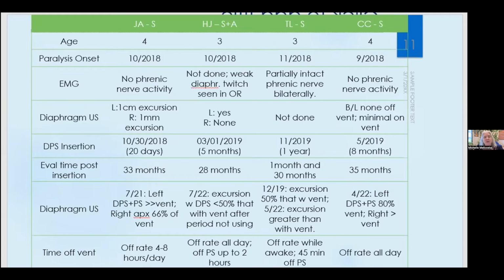And there are different evaluations that are done. 2 of these patients had documented where we measured tidal volume, exhaled tidal volume, and minute ventilation, but the other 2 did not, so I left that out. All of them have had diaphragm ultrasounds.